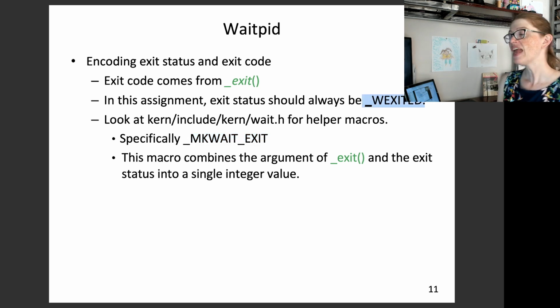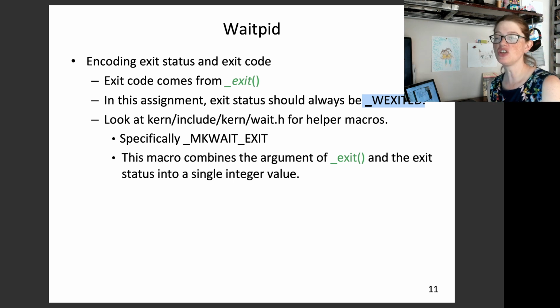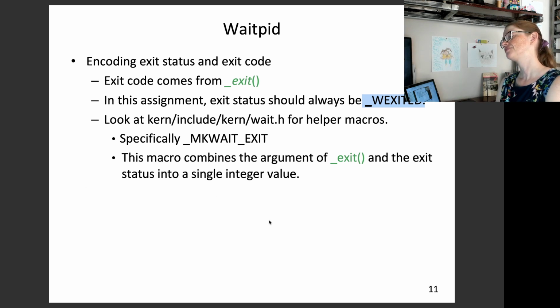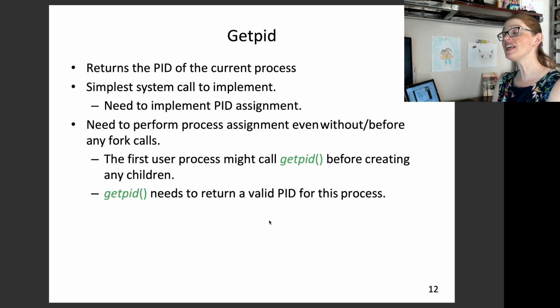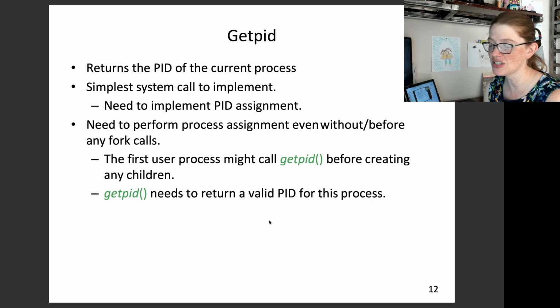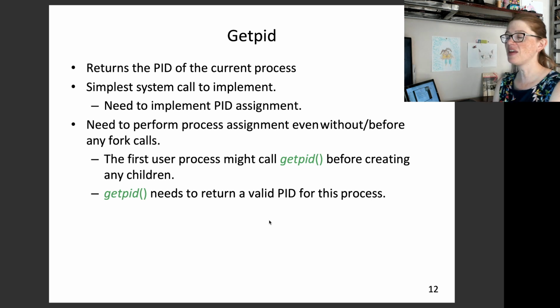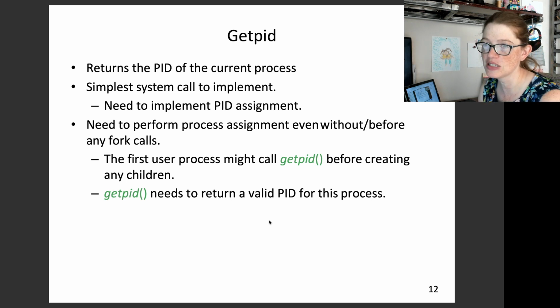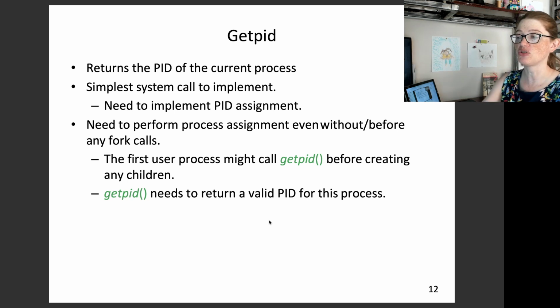exited. Now, for the purposes of this assignment, you can always assume we're going to call exit, and processes will not terminate for any other reason, so don't worry about processes being killed or signaled or anything like that. The last thing, of course, is get PID, which doesn't even deserve its own slide, because get PID, return current process as PID. That should be very, very straightforward.